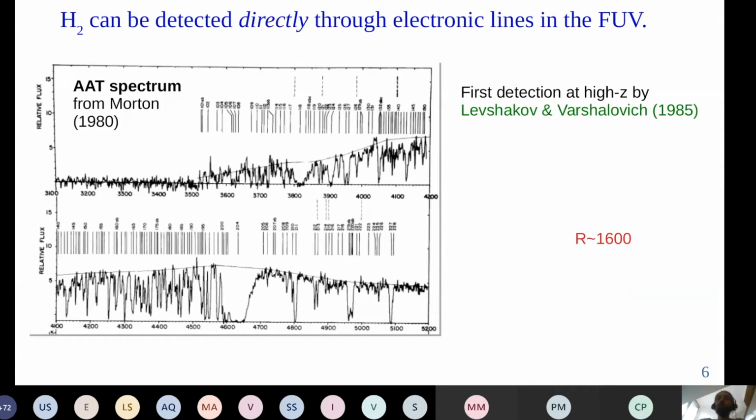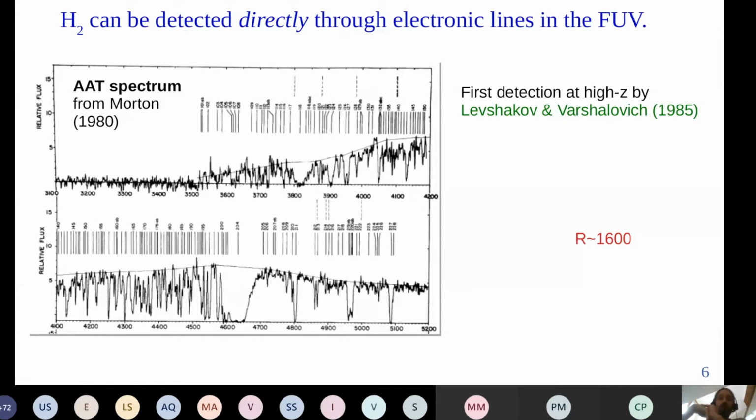So here, to do a bit of history, I show the first spectrum where H2 was detected. This spectrum was taken in 1980 by Morton. It was a low resolution. We have a resolution of 1600. And the detection of H2 was done by Levshakov and Varshalovich.